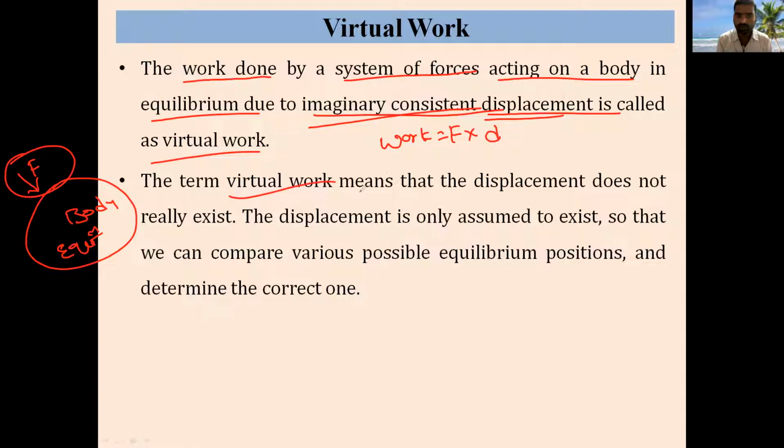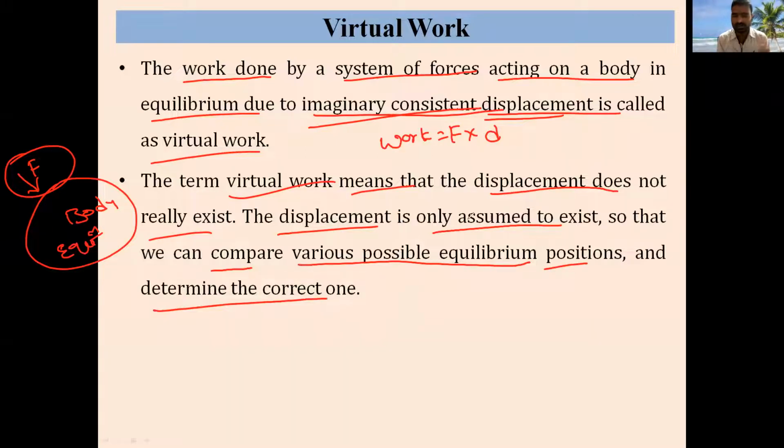The term virtual work means the displacement does not really exist. It is very, very small, very minute. The displacement is only assumed to exist. We have to assume that there is displacement, so that we can compare the various possible equilibrium positions and determine the correct ones. In virtual work, the displacements are imaginary. They are not visible.